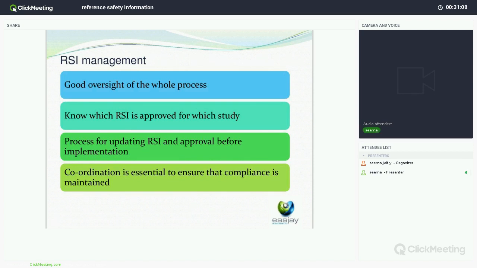So when we look at clinical trial reference safety information management, I think it is really important to have a really good oversight of the whole process, and you need to know exactly what is approved, which reference safety information is approved for which study, in which country, and you need to have a handle over that completely. You need a process for updating the reference safety information and making sure you get that approval before implementation. And make sure you're using the right RSI, for the right clinical trial in the right country. So coordination, as you can see, is extremely essential to ensure that compliance is really maintained in this setting.